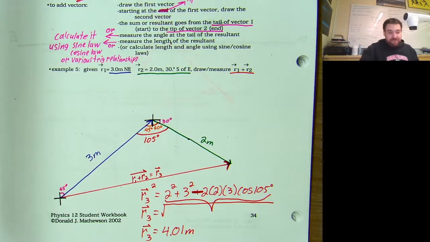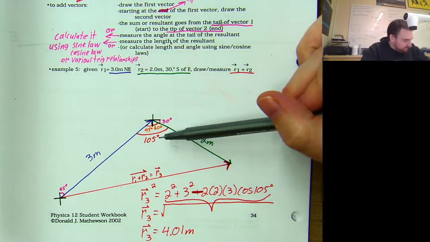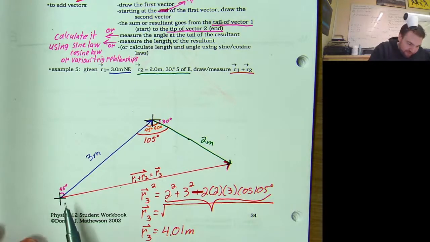And I've got to find the direction. Okay. We have this angle here is 105. So we can go back now and we can find the direction of R3. To find the direction of R3, what you need is the angle at the tail end of the vector. So what I want is the angle between any two of these cardinal directions here.